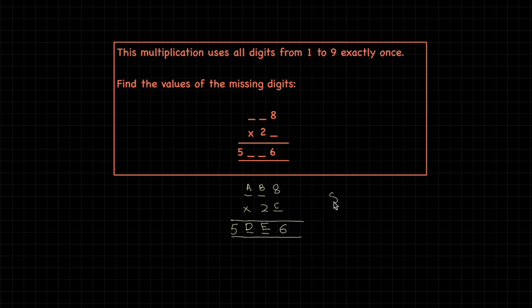So 8 multiplied by C results in a last digit of 6 with some possible carry. The possibilities for C are 2, 8 times 2 is 16, or 7, 8 times 7 is 56. However, we can see that 2 has already been used. It's one of the given digits. So C cannot be a 2 because each digit from 1 to 9 is used exactly once. So that means that C must be a 7.